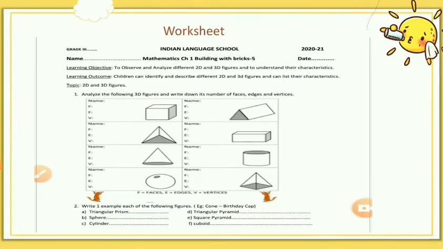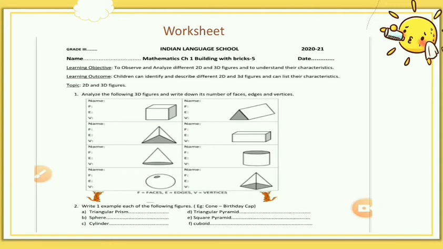Before I start with today's lesson, let's go through the worksheet which was given to solve yesterday. So let's see the first question here. It is asked to analyze the following 3D figures and write down the number of faces, edges and vertices. So first you have to identify the 3D figure and write the name of the figure, then write how many faces, edges and vertices it has.